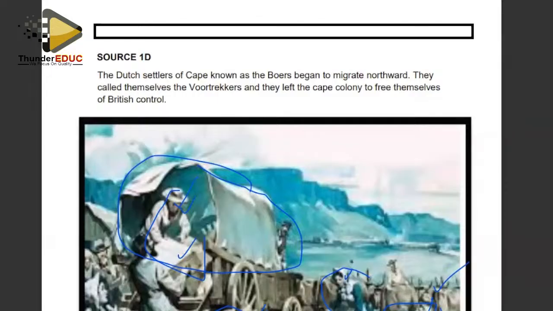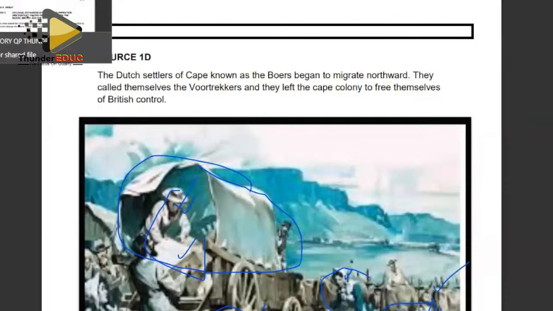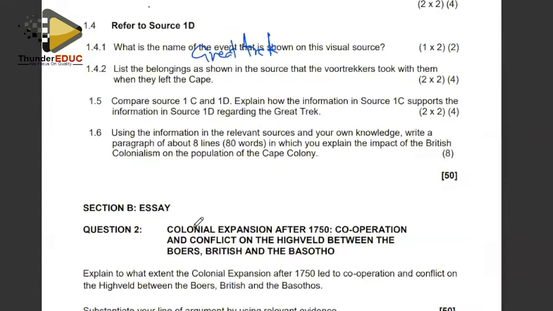Right. We move on to our last question. Our last question is the paragraph question. I think we are going on to the last question. Right.